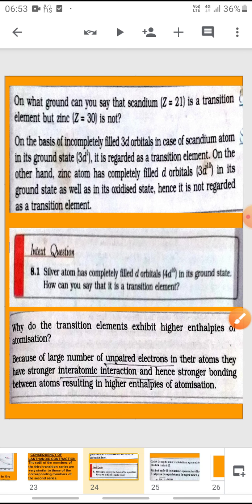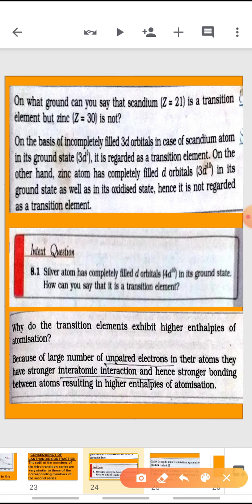Next question is: why do transition elements exhibit higher enthalpies of atomization? That means when atoms of transition elements are combined together, we need a lot of energy to separate them. Why? It is because of the large number of unpaired electrons in their atoms, and they have strong interatomic interaction, so we need to apply more energy for atomization.